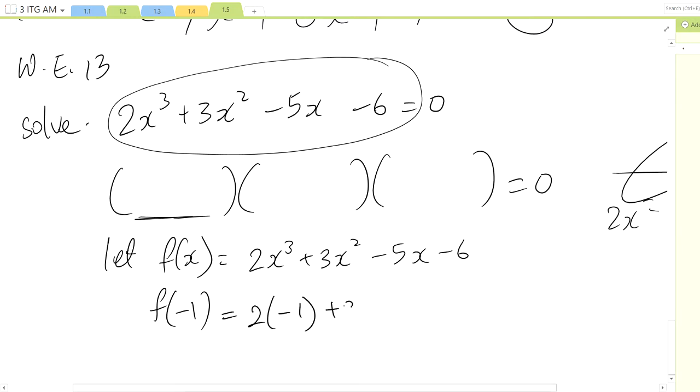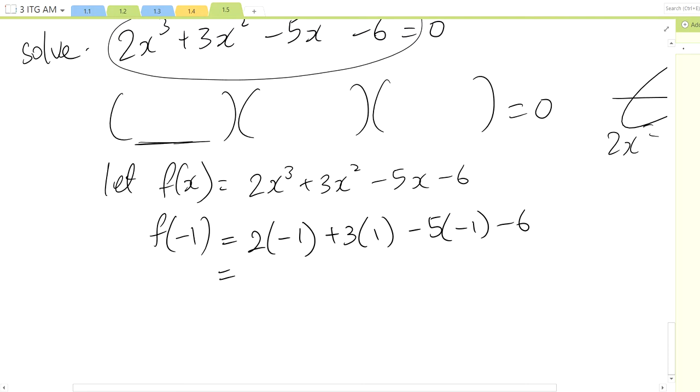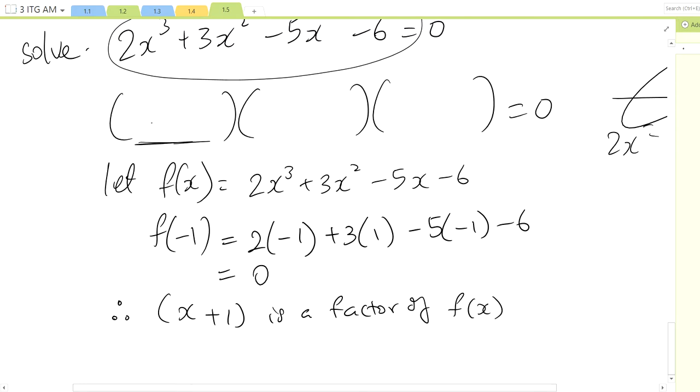2 times negative 1 cubed plus 3 times 1 minus 5 times negative 1 minus 6. What do we have? Negative 2 plus 3 is 1. 1 plus 5 is 6. Minus 6 is 0. Okay. Should we be surprised? No, we planned it to be that way, isn't it? Our calculator helped us find the first value of x such that the function will be equal to 0. So what do we conclude? X plus 1 is a factor of f(x). So now I know that there's going to be an x plus 1 over here.